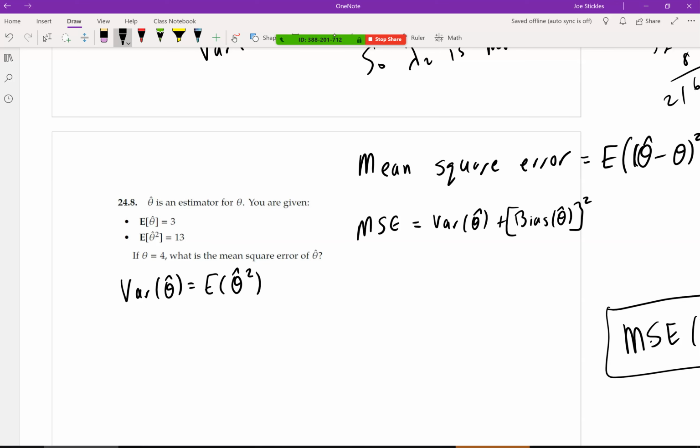Well, we know from what we've done before, we can compute the variance by doing the expected value of the variable squared minus the expected value of the variable quantity squared. And they tell you in the problem here that the expected value of theta hat squared is 13. Expected value of theta hat is 3. So we get 13 minus 9, which gives us 4 for the variance.